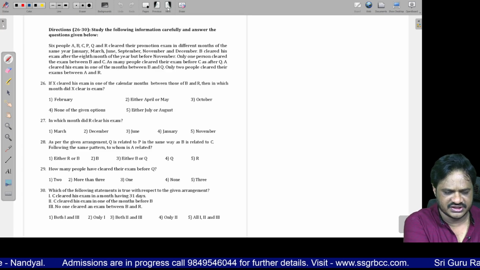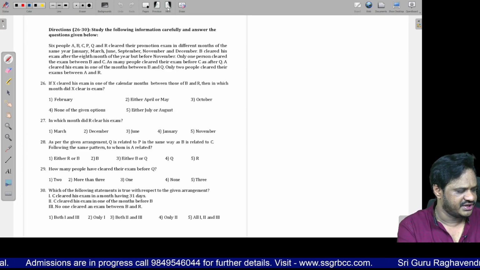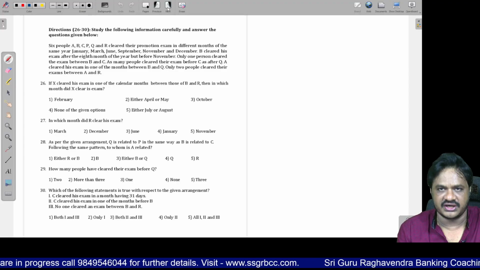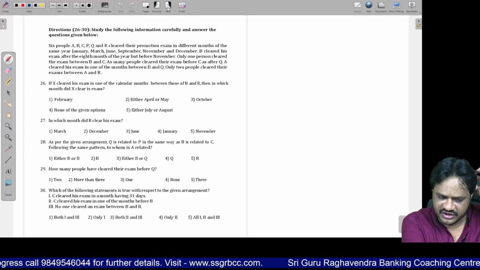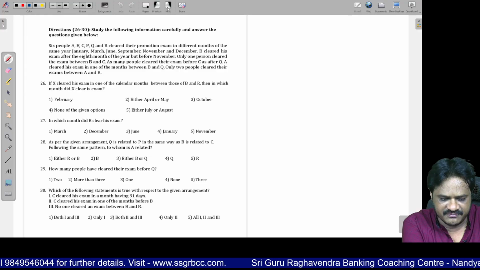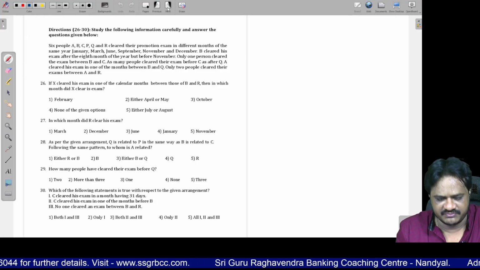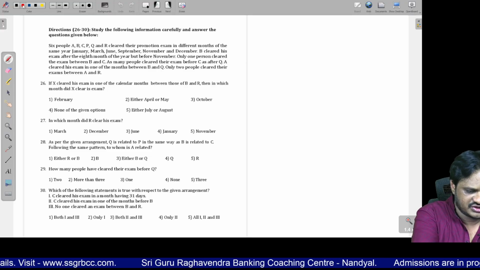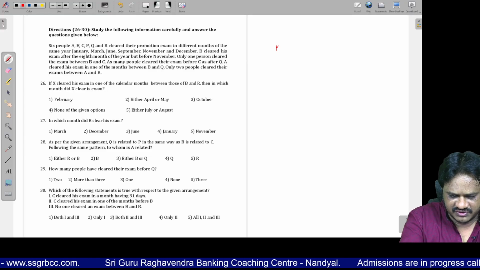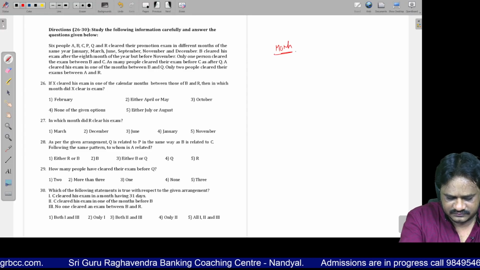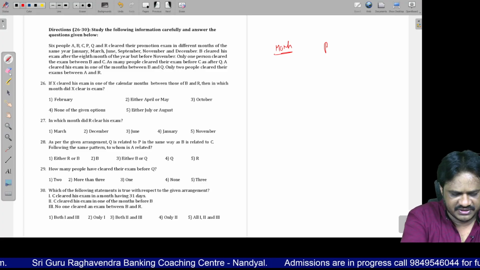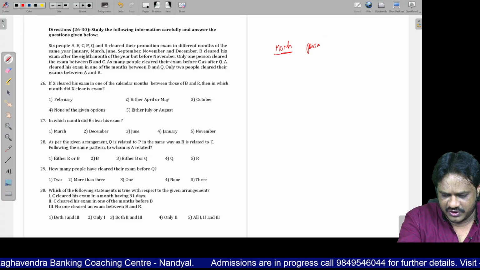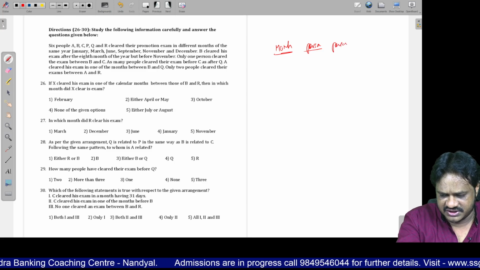Only one person is clearing the exam between B and C, then as many people cleared the exam before C as after Q. A cleared his exam in one of the months between B and Q. Only two people are there between A and R. So this is also a two column table. First one is the month. Next one is the person. This we are trying to do in two possibilities: month, person, and person.